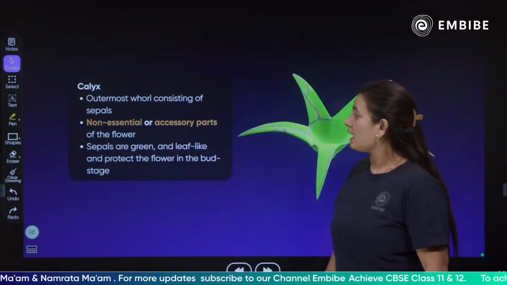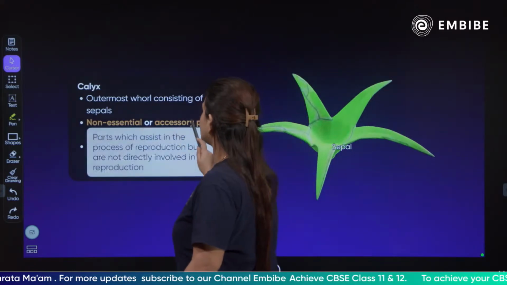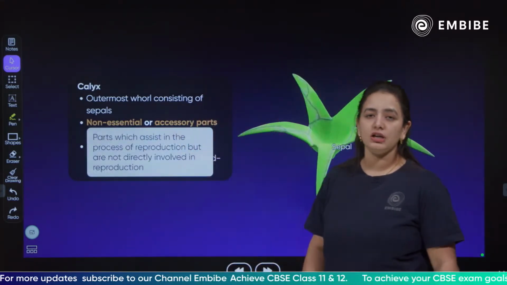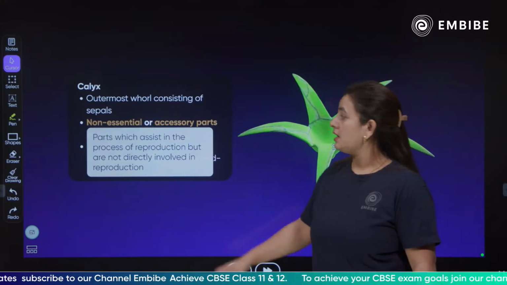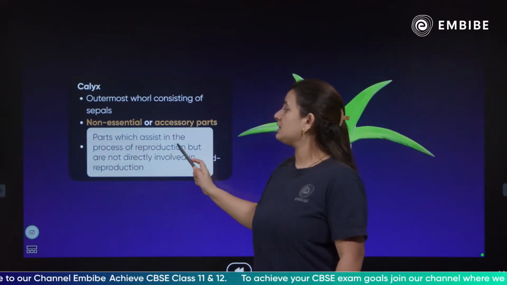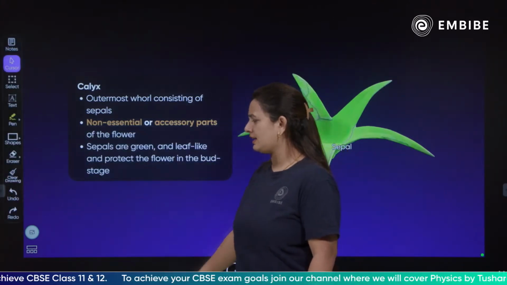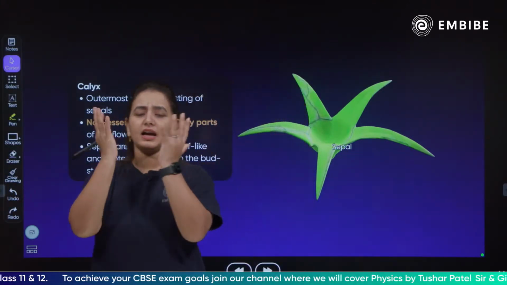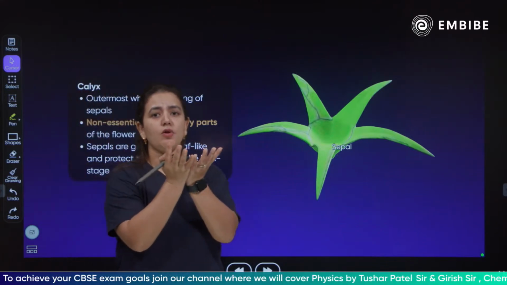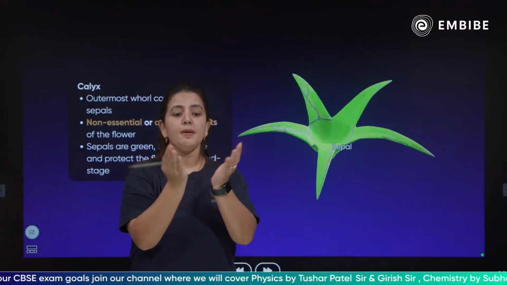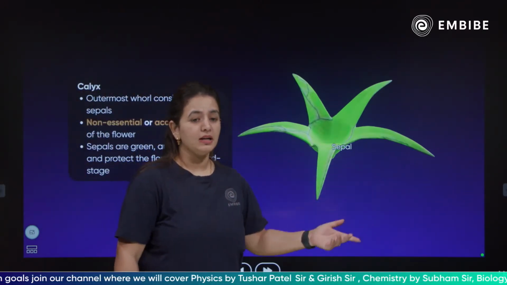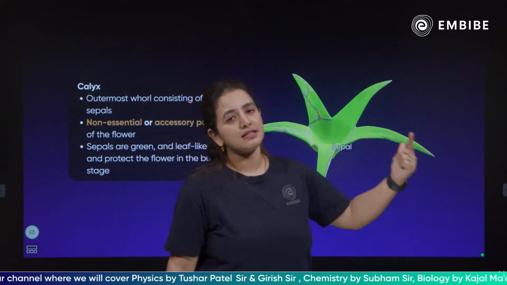Okay. These are non-essential accessory parts. What are non-essential accessory parts? It means parts which assist in the process of reproduction but are not directly involved in the reproduction. These are just covering around the corolla. Corolla, what is corolla? The petals. Okay, we're going to discuss that, but these are not directly participating.